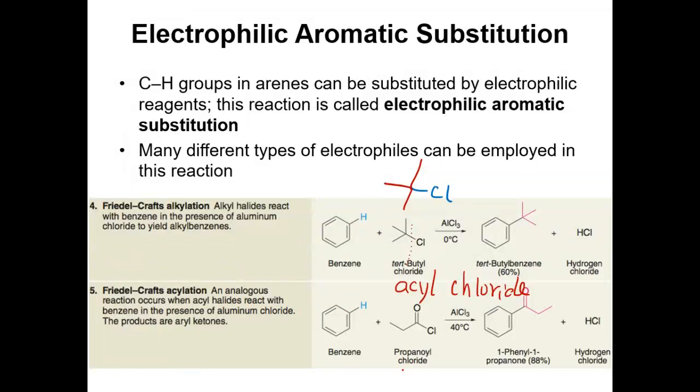So this is the electrophilic part, and this one is the nucleophilic part. The electrophilic part will replace a proton on the aromatic ring, and the nucleophilic part combines with the proton to give you the other product.